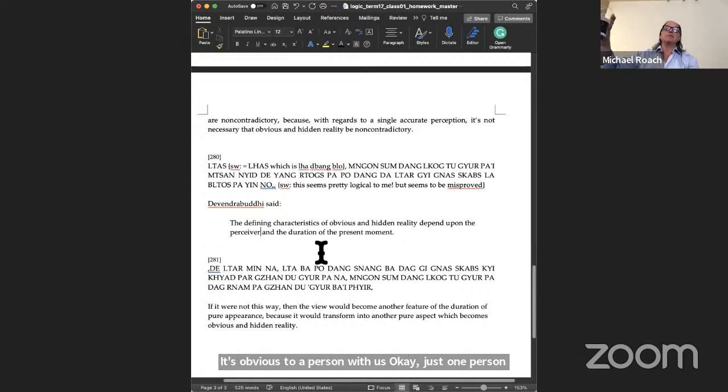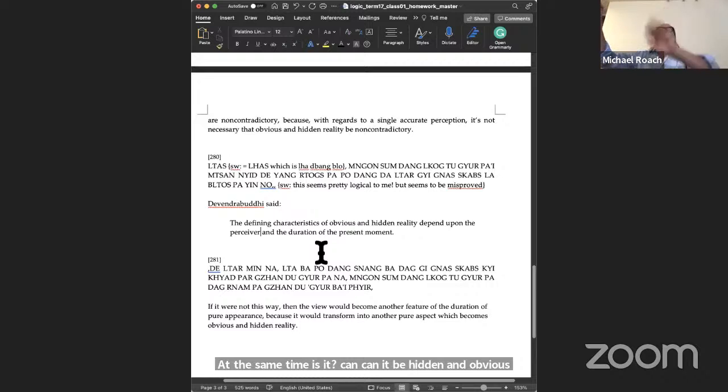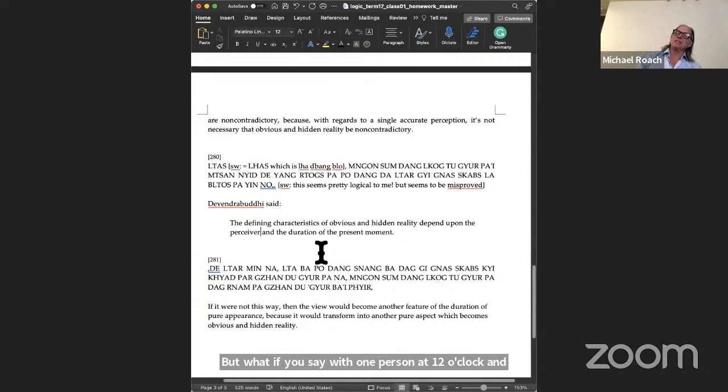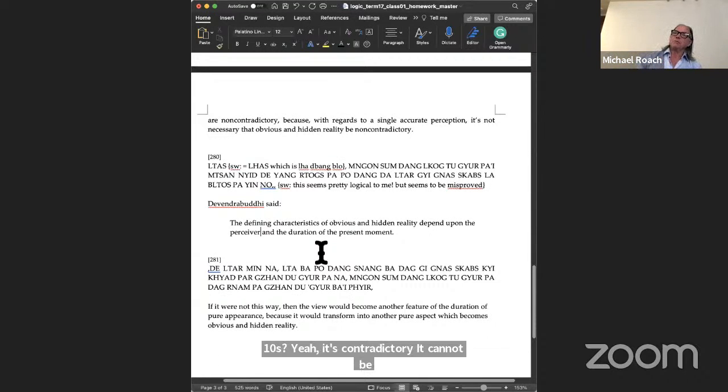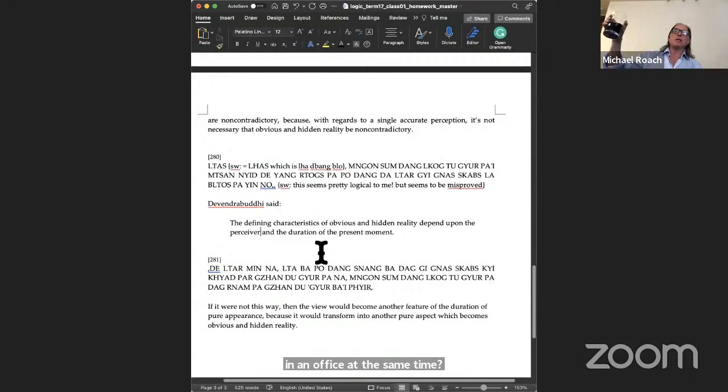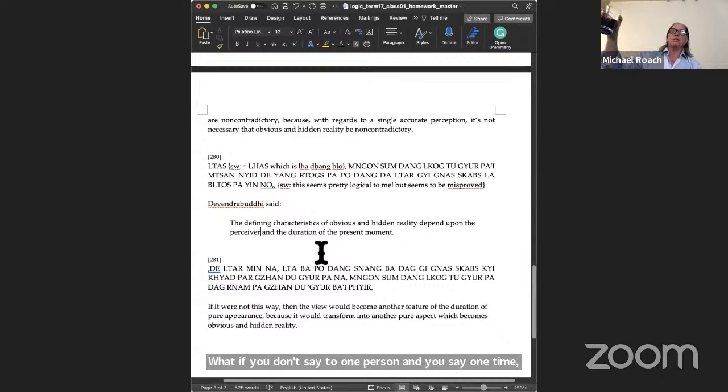Can something be hidden and obvious at the same time? Can it be hidden and obvious to one person? Yes, if he goes blind tonight. But what if it's one person at one moment, at 12 o'clock and 10 seconds? Yeah, it's contradictory. It cannot be hidden and obvious at the same time. What if it's one person at one time, can this be hidden and obvious?